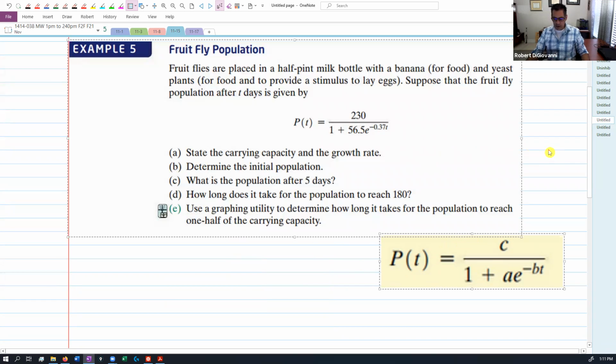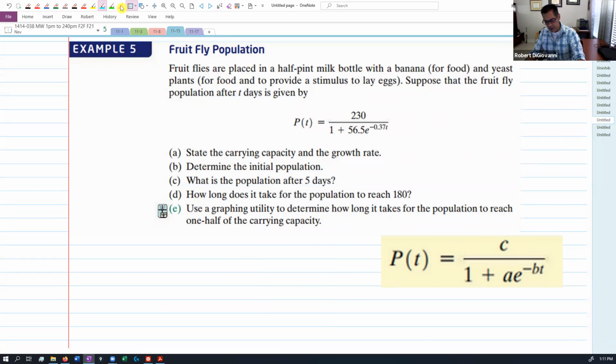So for us, when we look at this, let's identify some things here. The number on top, right? That's our C. That's the carrying capacity for this situation, which means that the maximum number of fruit flies we could ever expect would be 230. Actually, we'd never get to 230, but we couldn't go past it, right? So in this situation, 230 fruit flies is the max we can have there. Let me see, what else do we have here? What's B for us? Can you tell what B is?